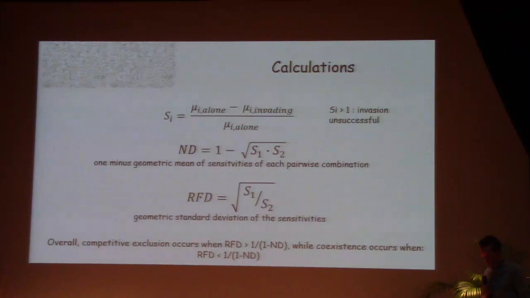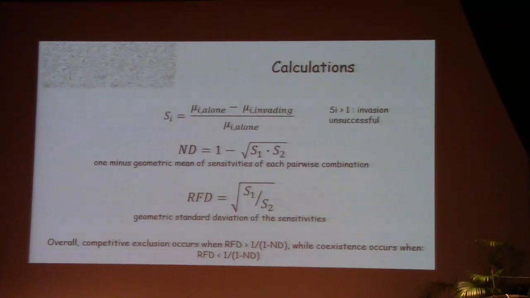So here are some of the calculations. I don't need you to go into detail. Just be aware that we use something called sensitivity. Basically, sensitivity is the growth rate of a cyanobacterium when it grows alone compared to its growth rate when it has to compete with an invader.